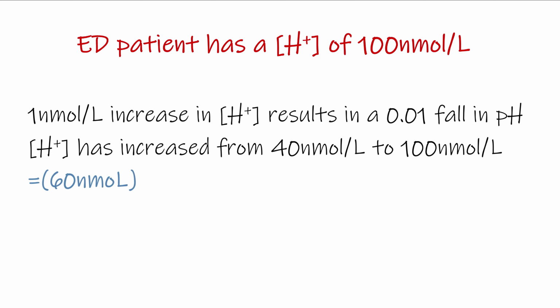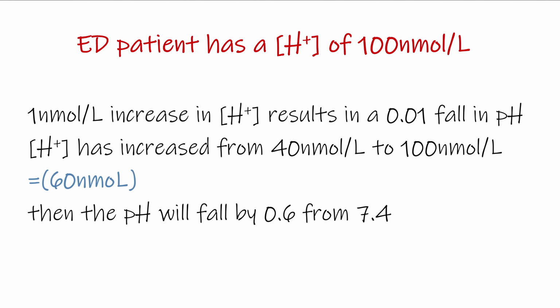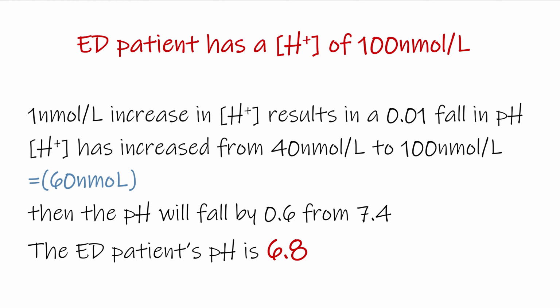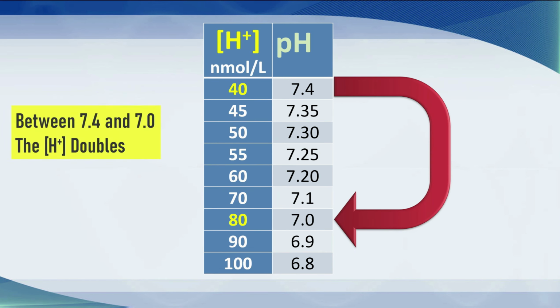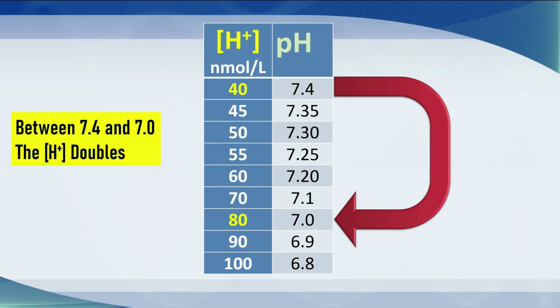By using the metric of 1 nanomole resulting in a 0.01 fall in pH, the pH will have fallen by 0.6 from 7.4. So that ED patient's pH is 6.8. That is quite acidic, and this patient is in significant trouble. I'll just show you a little table of hydrogen ion activity versus pH. And be aware, between 7.4 and 7, there is a doubling of the hydrogen ion activity.